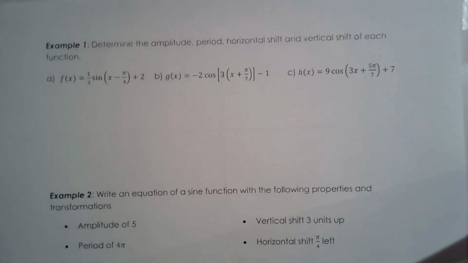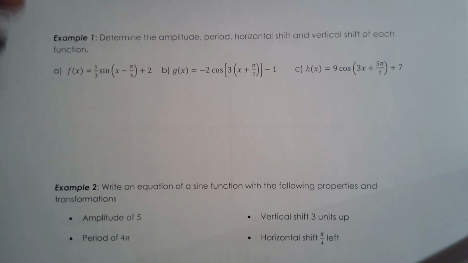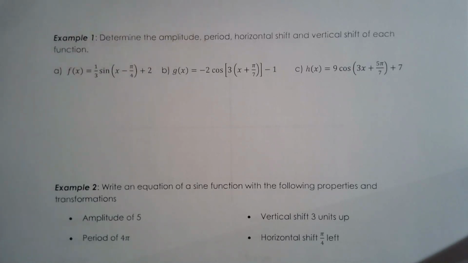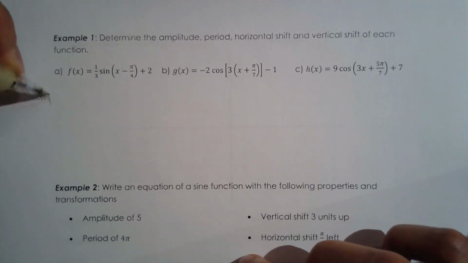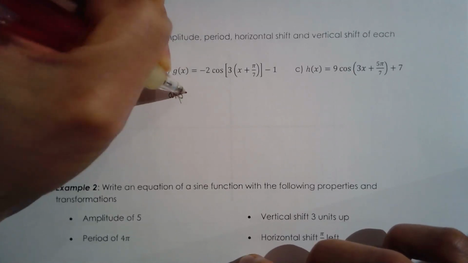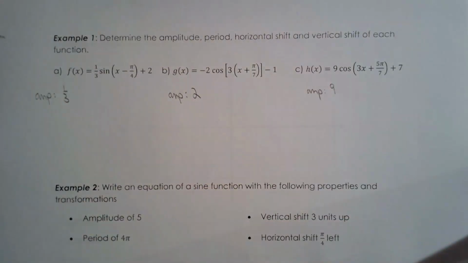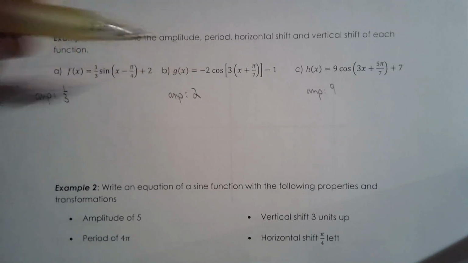All right. So, for example 1, we just learn how to extract information. So I want to determine the amplitude, period, horizontal shift and vertical shift of each function. So let's do amplitude. The amplitude of f of x is a third. Amplitude of g of x is 2. And the amplitude of h of x is 9. Okay, so for g of x, please don't say the amplitude is negative 2. It's a very common mistake. Amplitude cannot be negative.